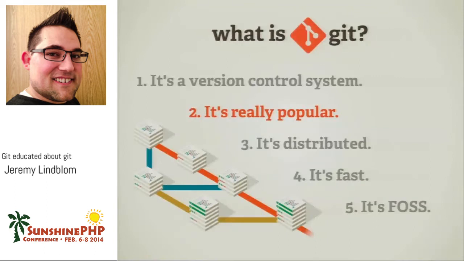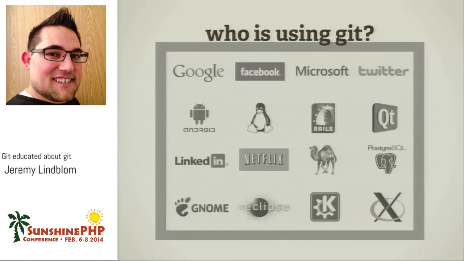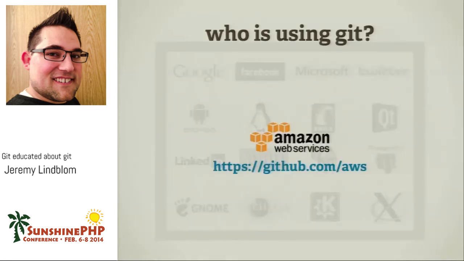Okay, so another thing about Git is that it's very popular. If it wasn't popular, we probably wouldn't be having a talk about it. Who out there is using Git? On the Git website, they have the logos of several companies that are all saying that they're using Git. People like Google, Facebook, Microsoft, and then a bunch of other projects out there like Linux, Ruby on Rails. I work at Amazon Web Services, so I can tell you that we also use Git. If you're interested in any of the open source projects that we work on, you can go to github.com/AWS. It has our projects that we work on externally.